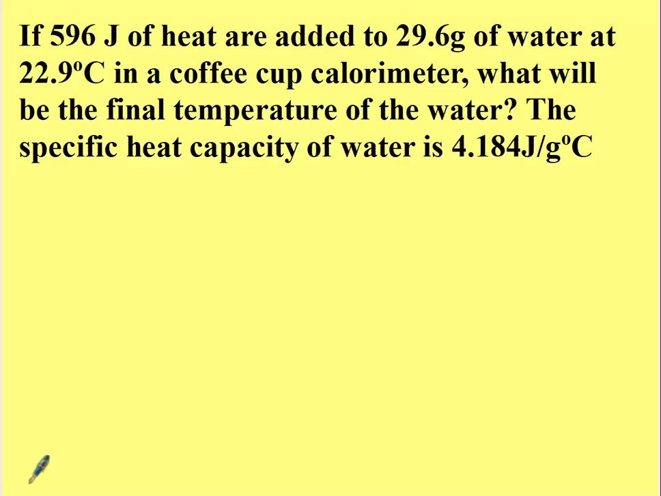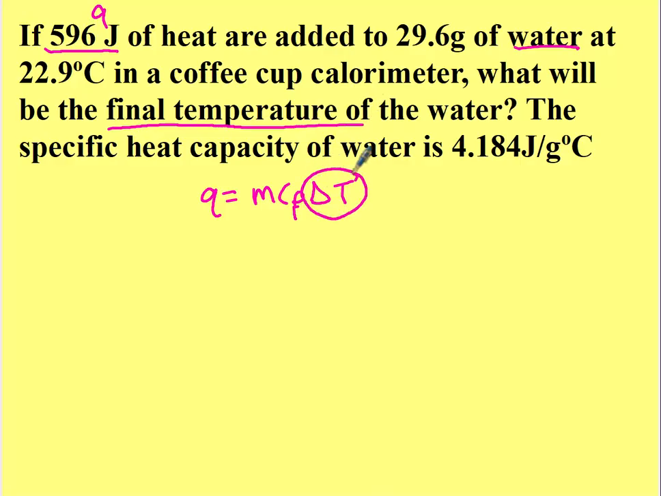So the first thing we need to decide is if we have one substance or two. They gave us joules, which is Q, and the only time that they can give you Q is if we have just one substance, with water. So we're going to use Q equals mCp delta T. We're looking for the final temp of water. Final temp is related to the change in temp, so we need to rearrange. So delta T is equal to Q over mCp.